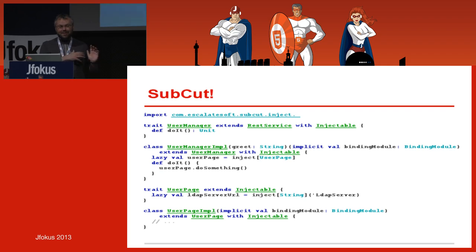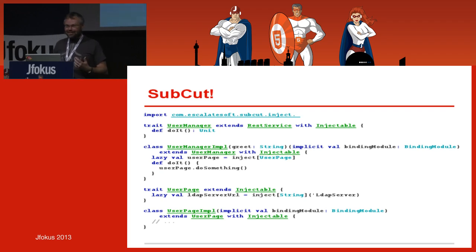That's another nice thing about SubCut: when you try to compile this, if you accidentally break the chain, you have to forward the implicit configuration on the way down. If you forget to do that, the compiler will not compile. It will tell you that you've broken the chain. So the superclasses of the class that you're creating also have to be injectable. You have to have an unbroken chain for the module to be passed down.